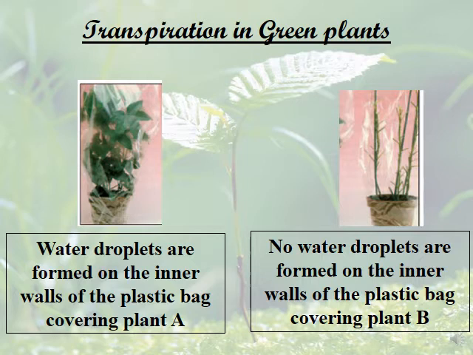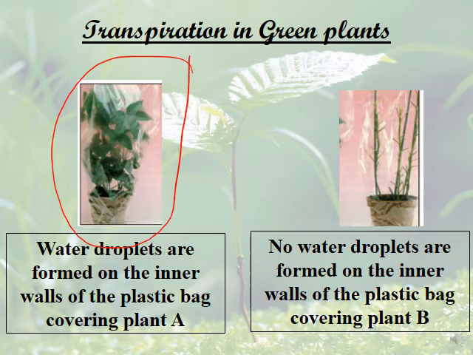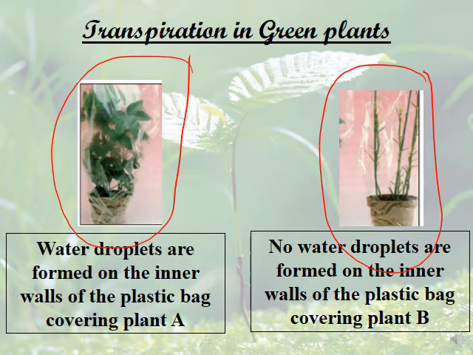In this experiment, we have plant A and plant B. In plant A, we have a plant that is covered by a plastic bag. This plastic bag is transparent, as shown in this experiment. While in plant B, we also have a plant that's covered by a plastic bag, and it also allows the sunlight to pass through it, and all the conditions are available for both plants. But wait a minute, let's look at these two plants, plant A and plant B. So what is the variable factor? The variable factor here: we have leaves in plant A, while in plant B, no leaves.